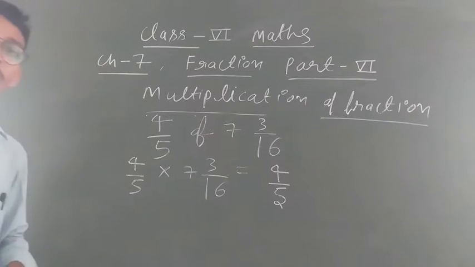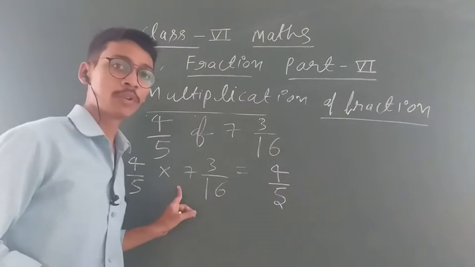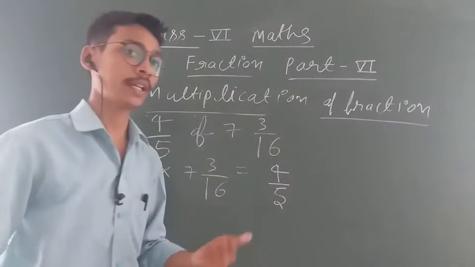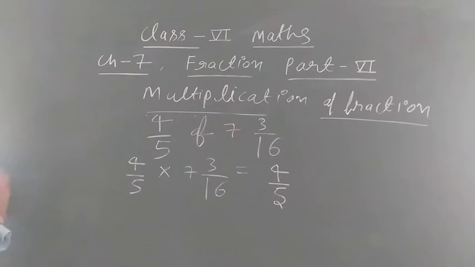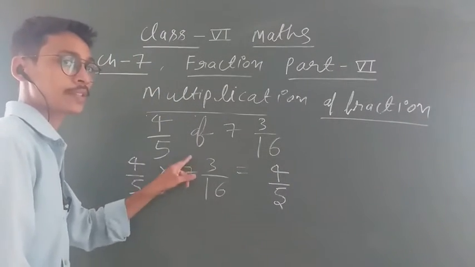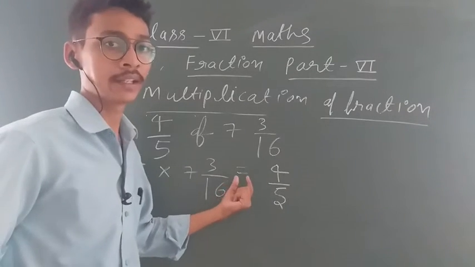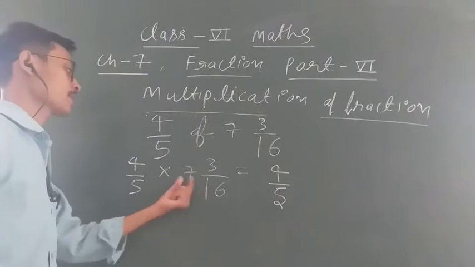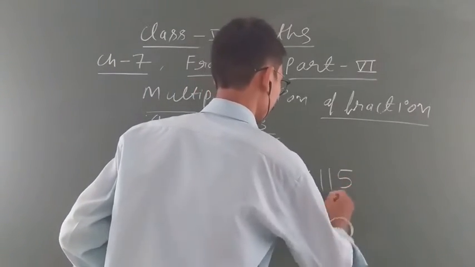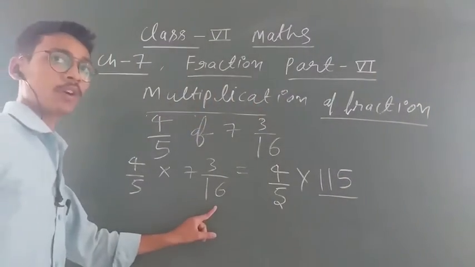16 7s are 112. Okay student, you will multiply 16 into 7. It means 112. You will multiply 16 into 7, 112, plus 3. But don't forget, sometimes you forget to add, so your answer will be incorrect. 16 7s are 112, 112 plus 3 is 115. 115 upon what student? It will come 16.